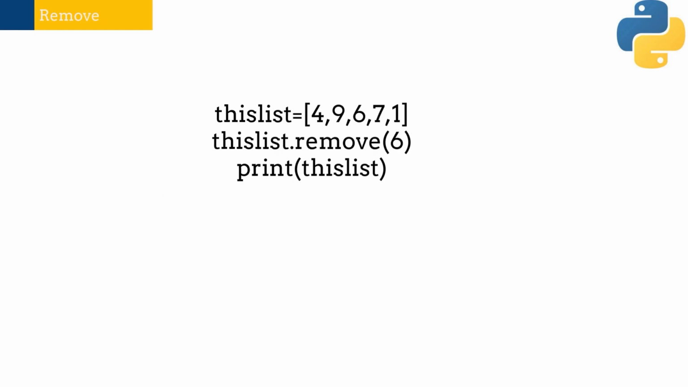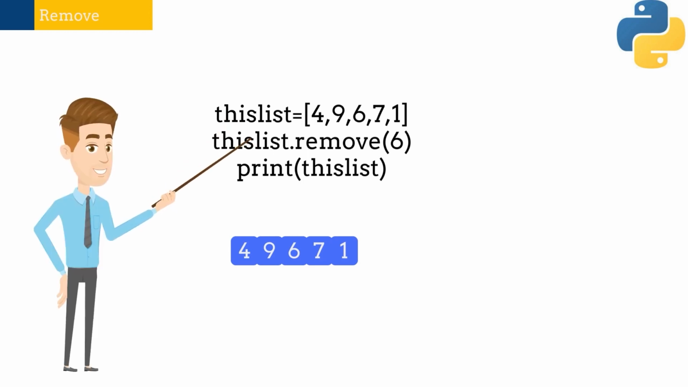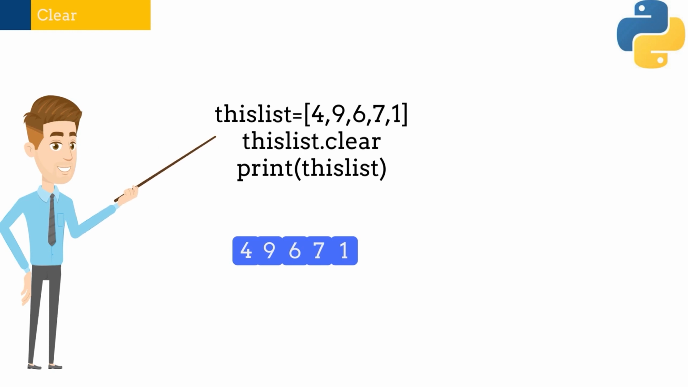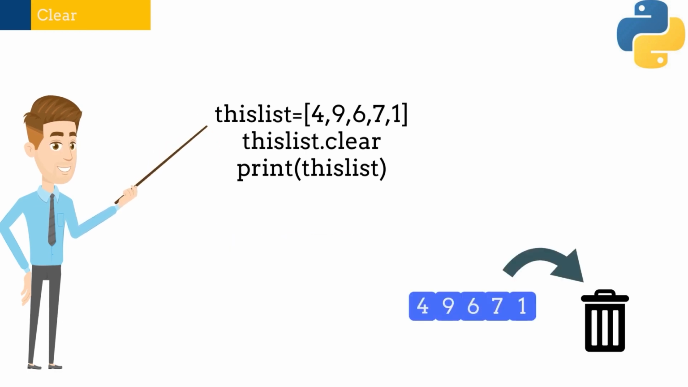Another one is the remove method. The remove method removes the first occurrence of the given value from the list. There must be one occurrence of the provided value, otherwise Python raises a value error. Here we remove the value 6 from the list by using the remove function. Now look at the list, which is updated. The last one is the clear function. The clear method is used to remove all the elements from the list. Here we use the clear function and then we print the list. So look at the list, which is updated.